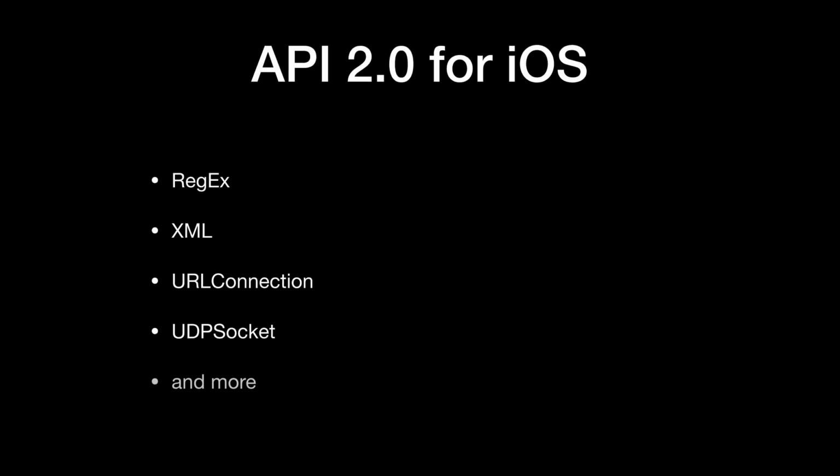Now, because we're switching to string and variant for iOS, this is going to allow us to bring over some features from the console framework that iOS previously has been lacking, such as regex, XML, URL connection, UDP socket, and others. Now we're not going to be able to bring these all over in one go, but you'll start to see these come over in future releases once API 2.0 lands for iOS.